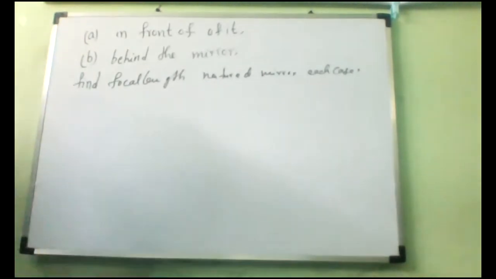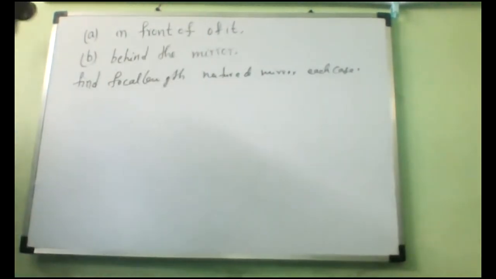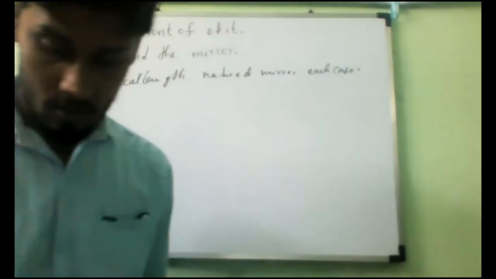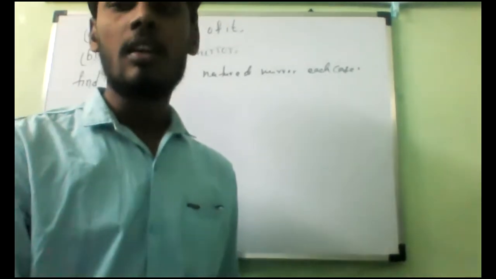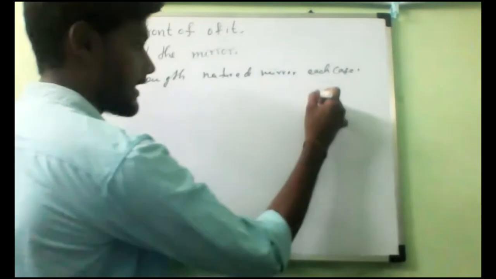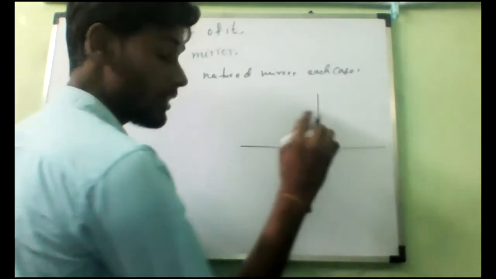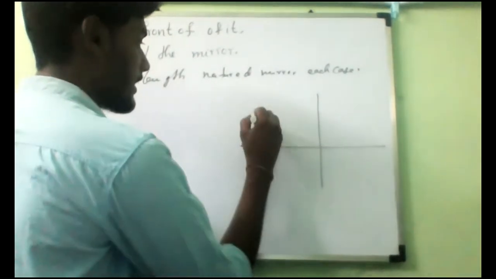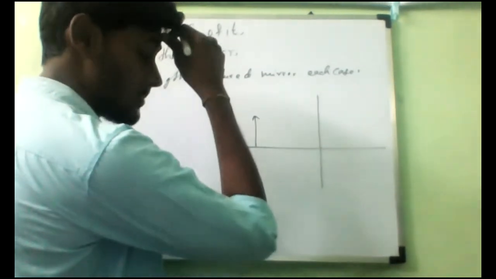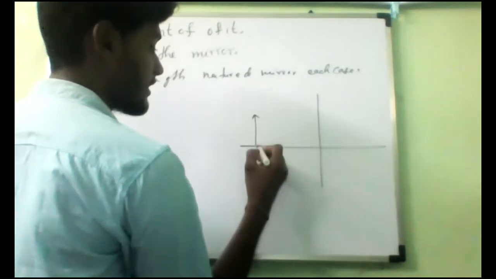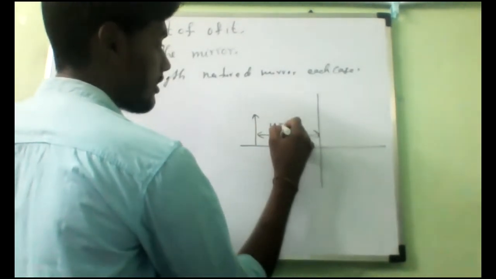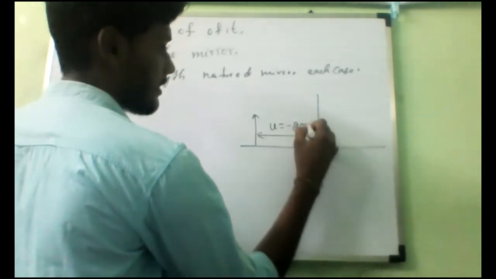So let us discuss the first case. In front of it, concave mirror. Yes, concave. They are saying that it is in front of it. Observe carefully, all of you, and calculate. What is the object distance always? Object distance is always minus 20. Is it yes or no?